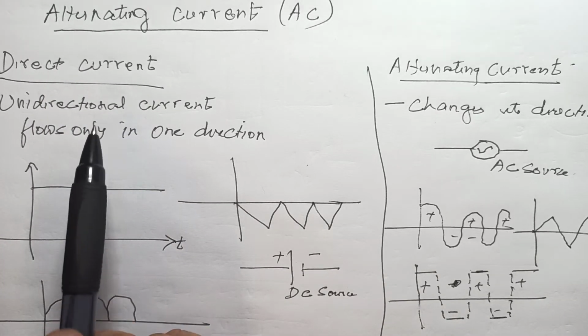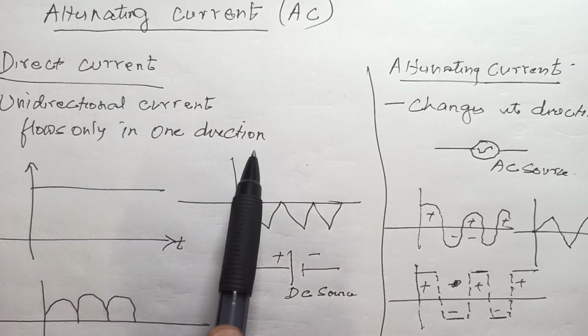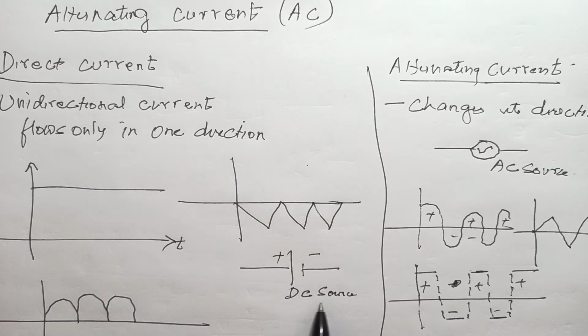Unidirectional means it flows only in one direction. For example, you must have seen this battery. In this battery you have positive and negative, those are fixed, so it remains the same, so that is a direct current.